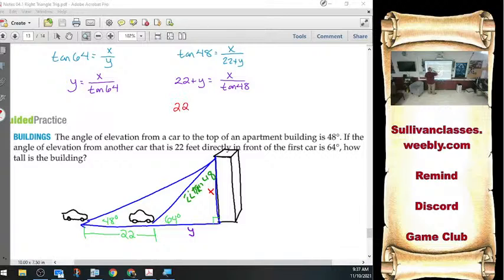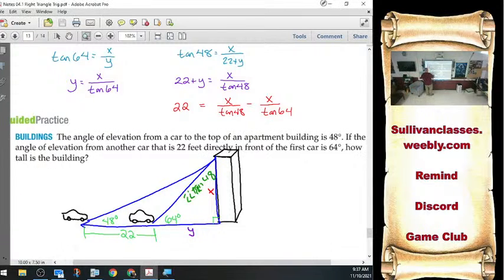22 is x over tangent of 48 minus x over tangent of 64. Right? I'm going to subtract y to the other side. Someone might be freaked out right now if they don't remember what factoring is. What do the two on the right have in common? X.